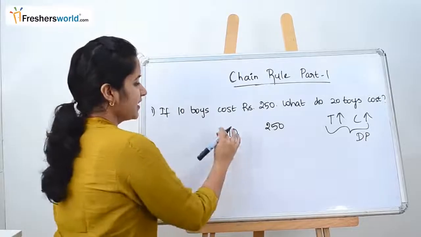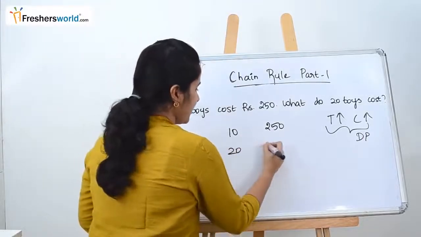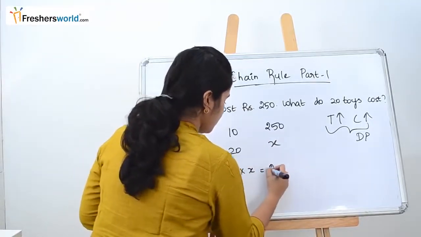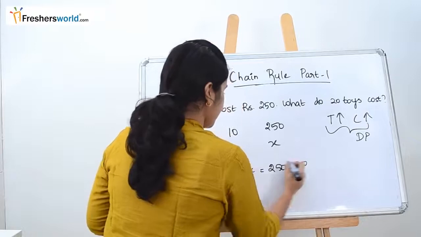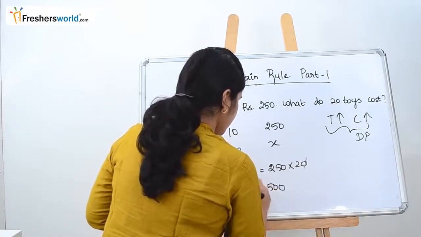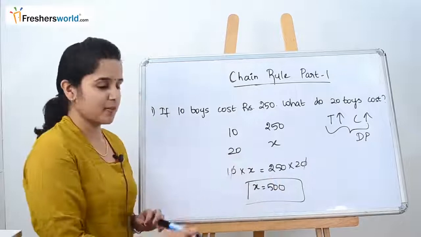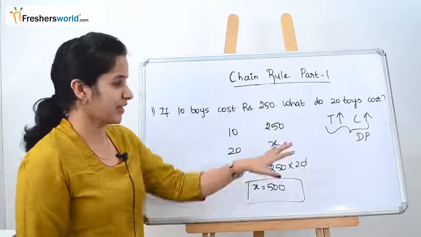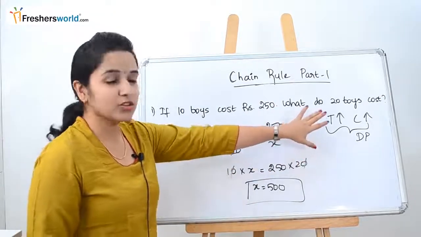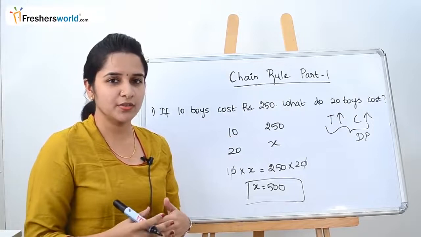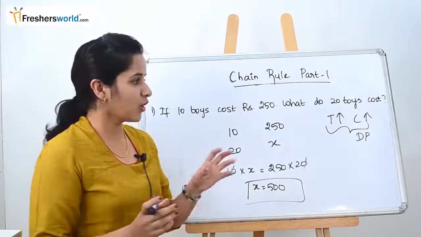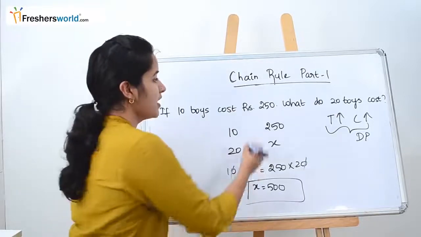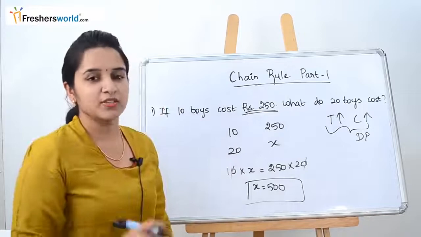So how are we going to find it? 10 toys 250 rupees, 20 toys x. So as usual we cross multiply it. 10 into x is equal to 250 into 20, which is nothing but x is equal to 500. So the cost of 20 toys is nothing but 500 here. So what concept did we understand here? It's nothing but direct proportion. Here the toys that they have given are more, so the cost is also more. In order to confuse you, in the options they would have given a lot of values which are less. But if you understand the concept of direct proportion, you will always know it will definitely be more than 250. So let's solve another sum.